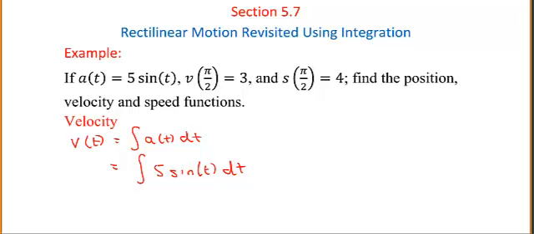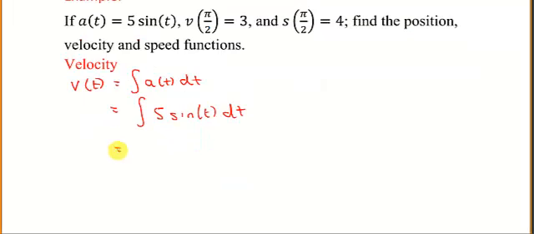And when I antidifferentiate 5 sine, well, the derivative of the function who has sine as its derivative is negative cosine, so I get negative 5 cosine of t plus some constant, and I'll call it C1 again. I'll need another value of C in just a minute.